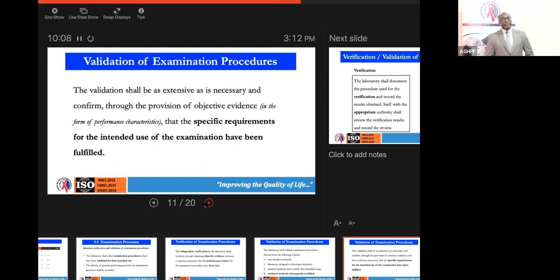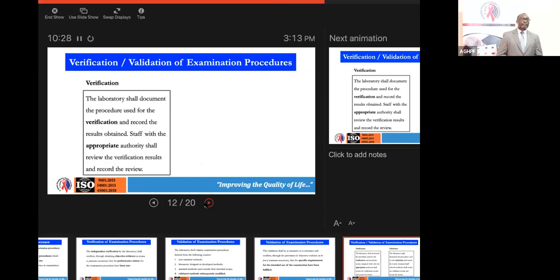So I've spoken about validation and verification. But basically, when we talk about validation, specific requirements for the intended use of the examination have to be fulfilled. We need to ensure that the performance characteristics are actually attained. Looking at verification, I throw this up because there are just two simple words that actually change a lot of the meaning. In verification, it says the laboratory shall document the procedure used for verification and record the results obtained. Staff with appropriate, and I highlight the word appropriate, authority shall review verification results and record the reviews.